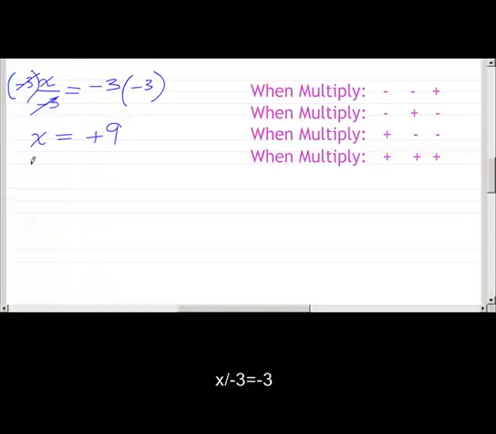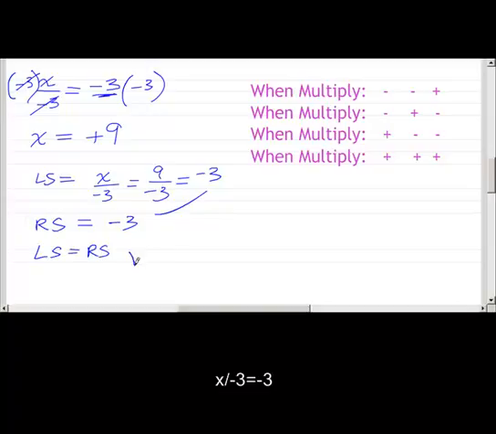And it's always good to check your answer in the original question. So left side was x over negative 3, which is equal to 9 over negative 3, which is equal to negative 3. Your right side originally was just negative 3. You can see that they are equal. Left side equals right side. So we are all okay.